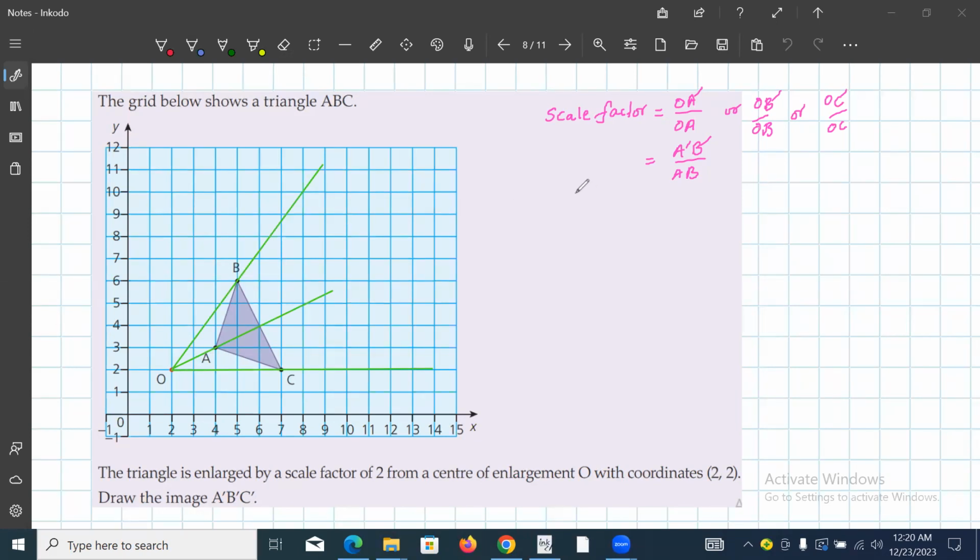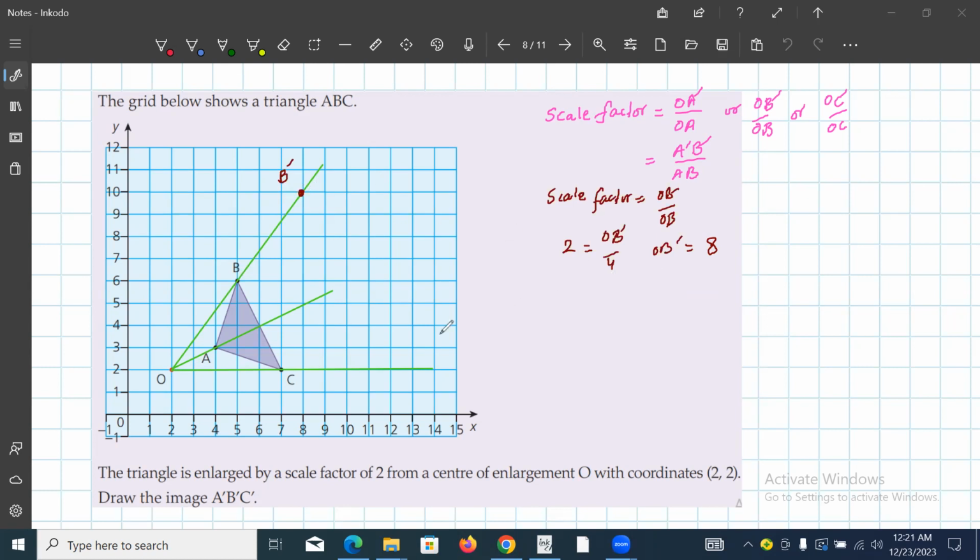See how to find OC dash, OB dash, or OA dash. For example, we are looking at the first point, which is OB dash. Scale factor is equal to OB dash over OB, and remember that scale factor is given. So OB dash we are looking for, and OB is O to B. We have 1, 2, 3, 4 boxes, 4 squares. So it means OB dash is equal to 8. Now we will count 8 boxes: 1, 2, 3, 4, 5, 6, 7, 8. This is the point we call B dash.